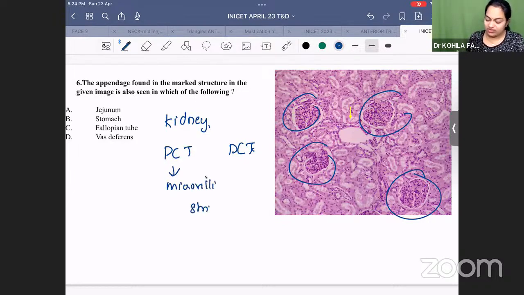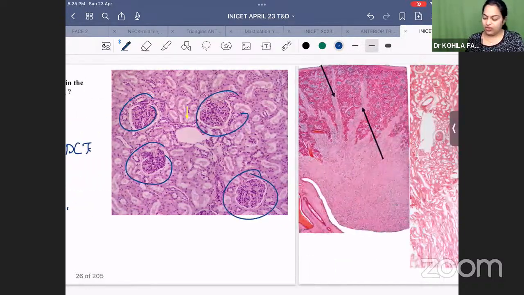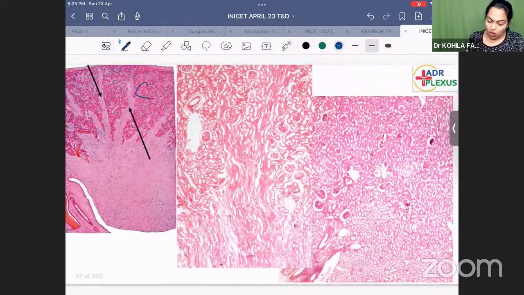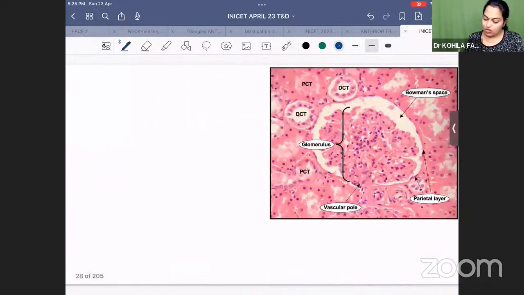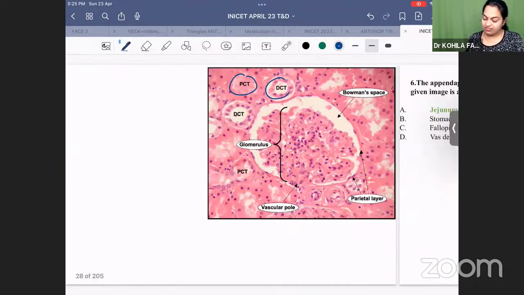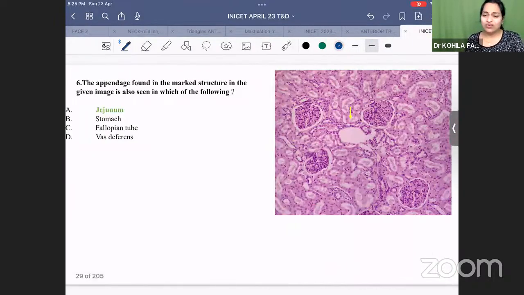Microvilli, which give it a striated appearance. So this is an indirect question asking you, of the 4 options given, where do you get to see microvilli? So this is the cortex of the kidney. This is the medulla of the kidney. You can make out the Bowman's capsule, to show you the PCT and DCT. Very good, okay.